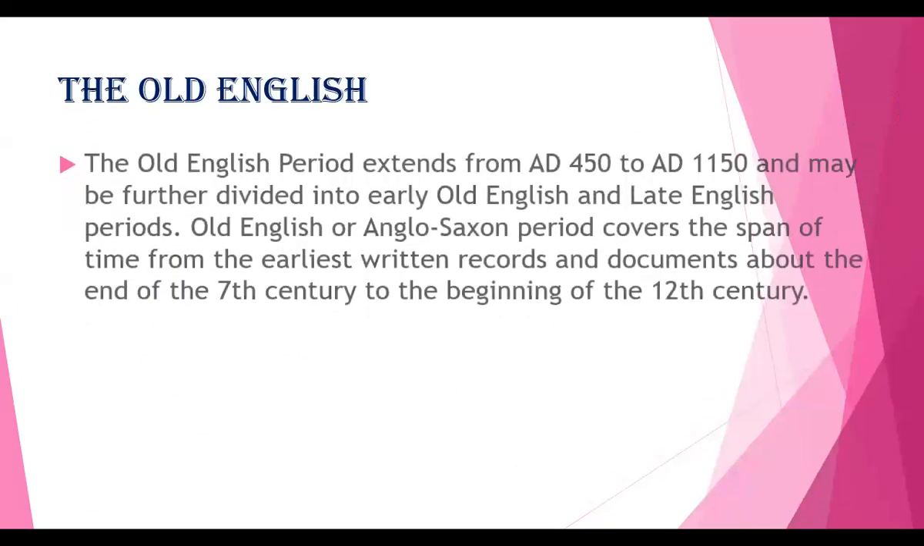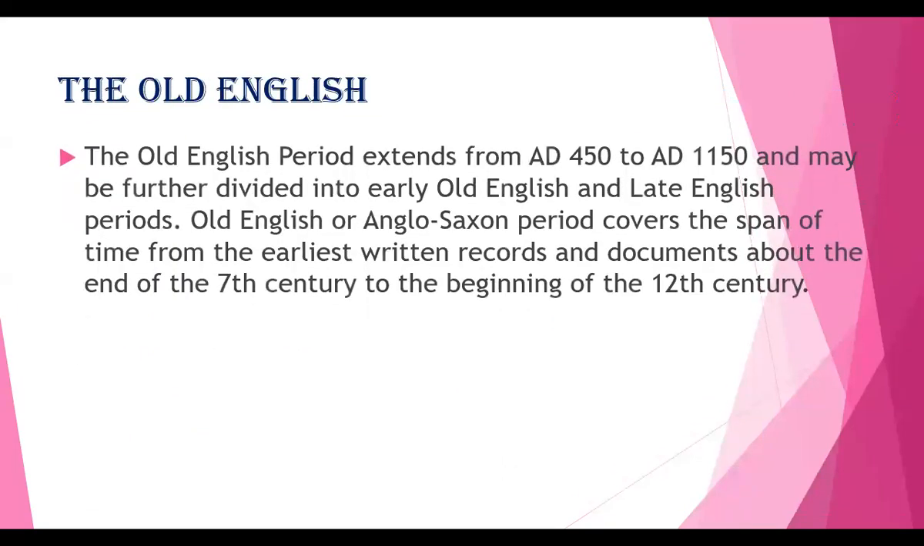The Old English period extends from AD 450 to AD 1150 and may be further divided into early Old English and late Old English periods. Old English, or the Anglo-Saxon period, covers the span of time from the earliest written records and documents about the end of the 7th century to the beginning of the 12th century.